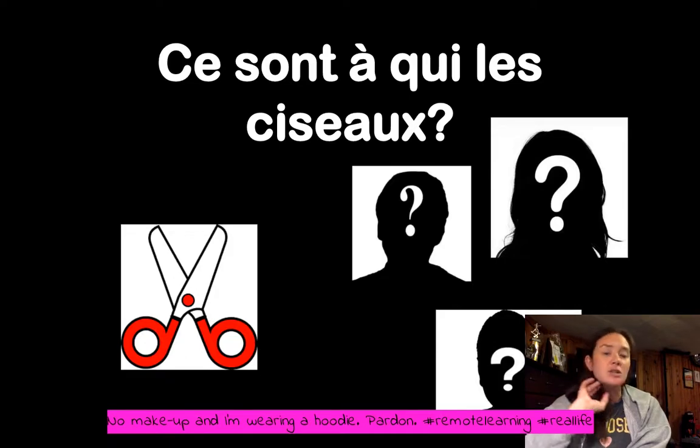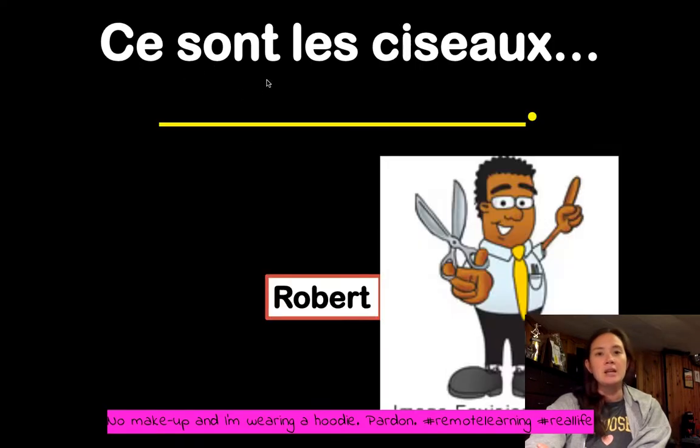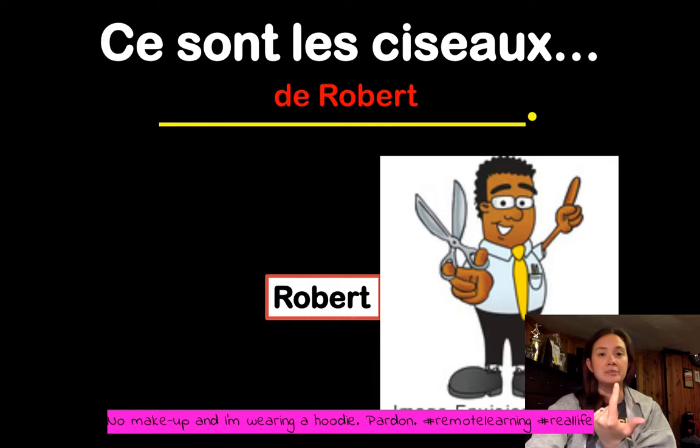Okay, ensuite, ce sont à qui les ciseaux? Notice that les ciseaux is a plural noun. It's always plural. So instead of saying c'est, you would say ce sont. Okay? Ce sont les ciseaux. So here we have Robert, who's got a giant pair of scissors. Okay, so what are you going to write in the blank here? Ce sont les ciseaux. You're going to write two things. What's the first thing? De, and then the second thing is Robert, the name of the person. Ce sont les ciseaux de Robert. They are Robert's scissors, or they are the scissors of Robert.